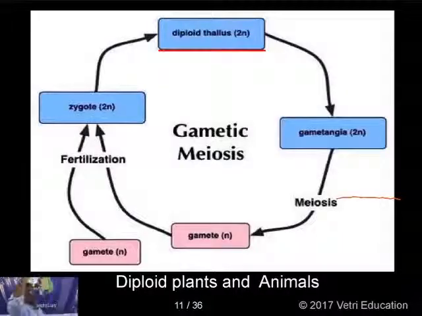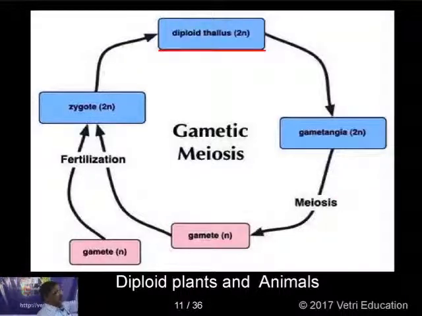In a diplontic life cycle, the organism is diploid. The diploid organism produces gametangia. In the gametangia, cells undergo meiosis and form the gametes. So male and female gametes unite together, fertilization occurs, and a diploid zygote forms. The zygote develops into a diploid thallus. So this type is gametic meiosis. This is seen in diploid plants and animals, where the haploid stage is restricted to the gametes only. The remaining stages are diploid.